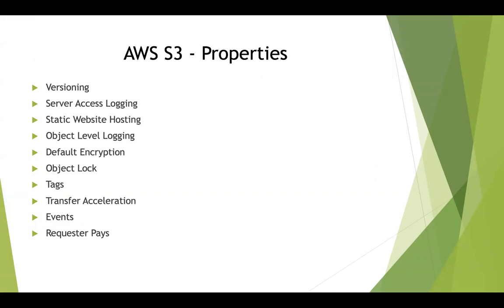the second is server access logging, the third one is static website hosting, the fourth one is object level logging. Then you have encryption that S3 supports, and then you have object lock. One note about object lock is that it can be enabled only when you create the bucket, not after you have created the bucket.